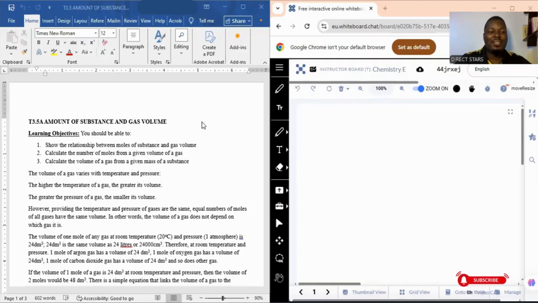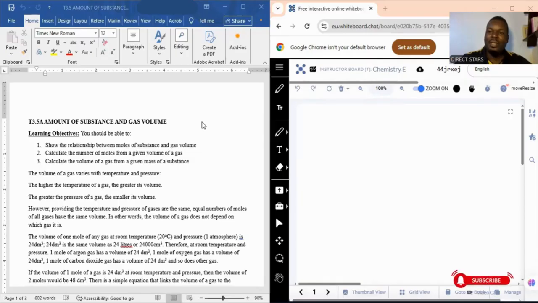Today we'll be looking at the following: the relationship between mole of substance and gas volume. And you should be able to calculate the number of moles from a given volume of a gas by the end of the class today, and also get the volume of a gas from a given mass of a substance.